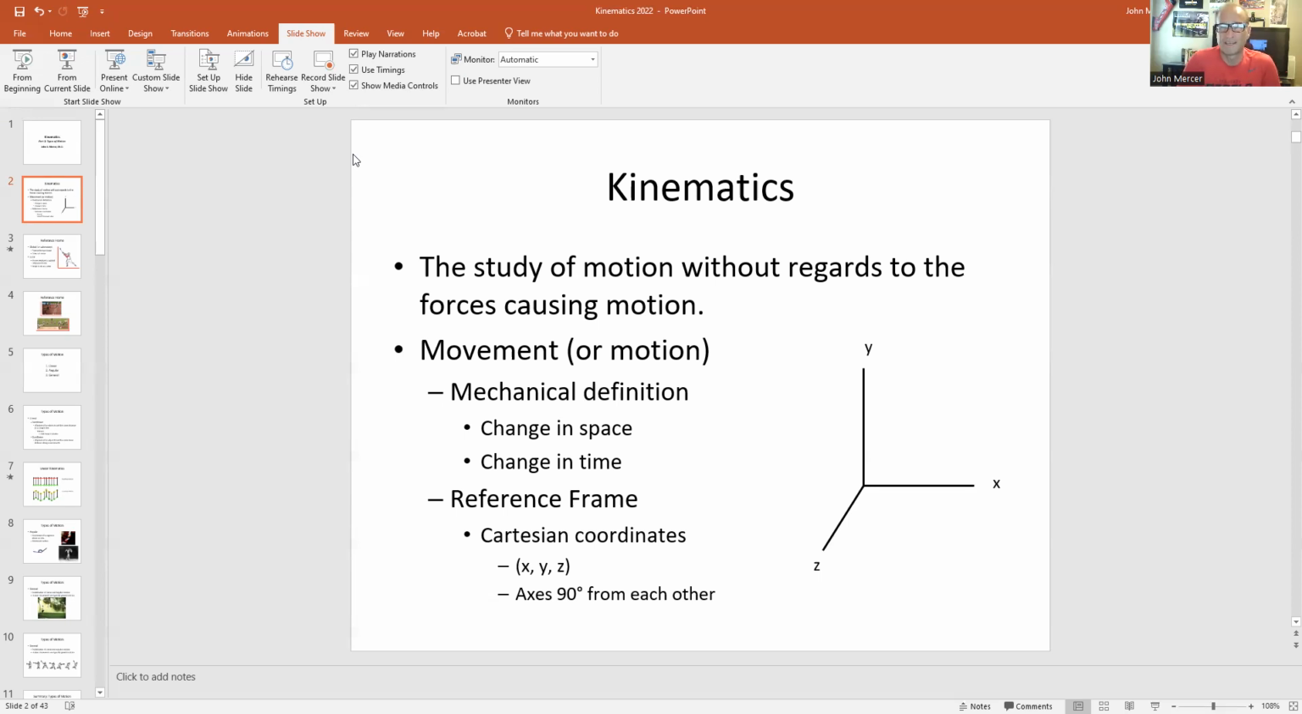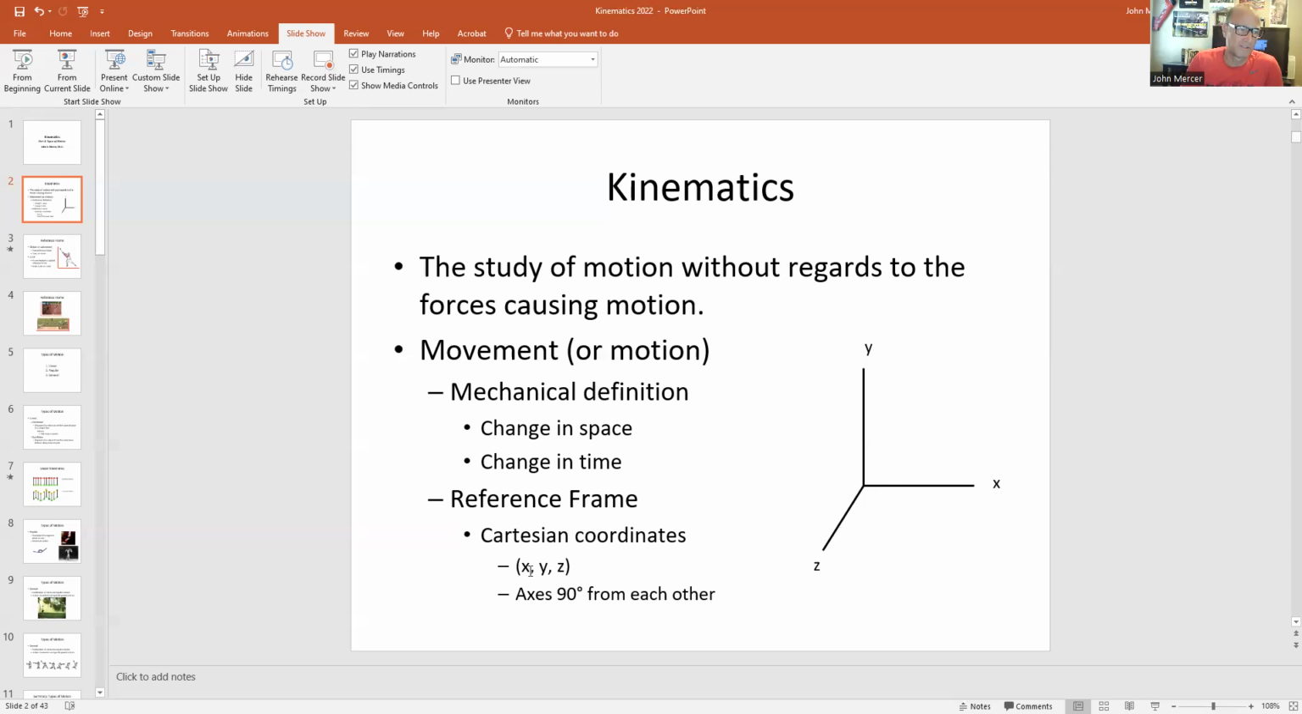Nothing different here, but we just have a fancy way of referring to this reference frame. We call it a Cartesian coordinate system. And a Cartesian coordinate system is simply three axes, or three reference lines, that are at 90 degrees to each other. There's other reference frames in physics. However, we are going to only use the Cartesian coordinate system to describe the location of an object in space at a particular moment in time, and how that object changes its location in space over some time period.